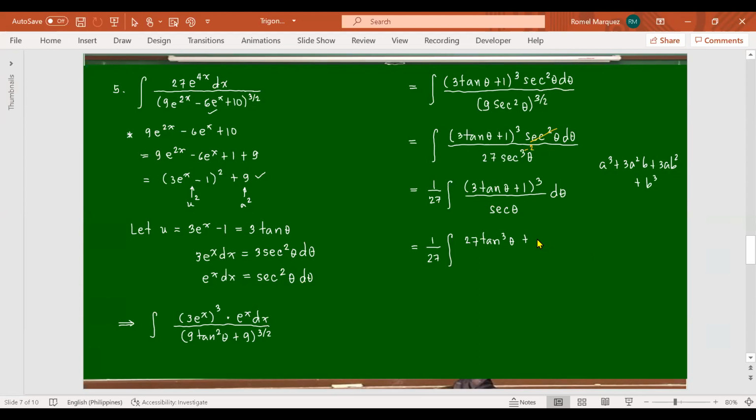So we have 3 times 9, 27, tangent squared, 3 squared the first times the second. Second is 1, still 1, no? Plus 3 times the first, so that is now 9. 3 times 3 tangent theta, that is 9 tangent theta, times the square of the second, so 1 will not affect, plus the cube of the second. That's it. d theta all over, this is a long division, I mean a long fraction.